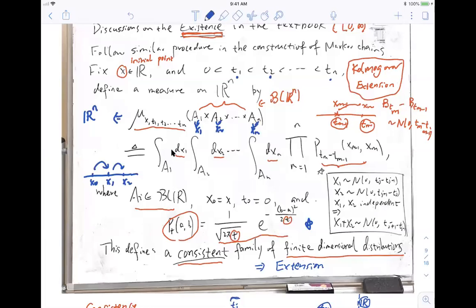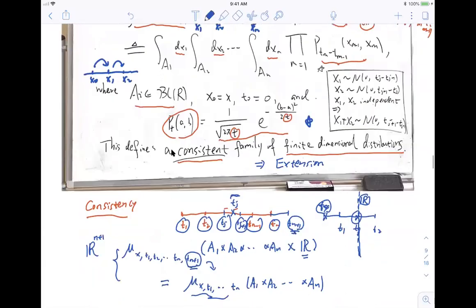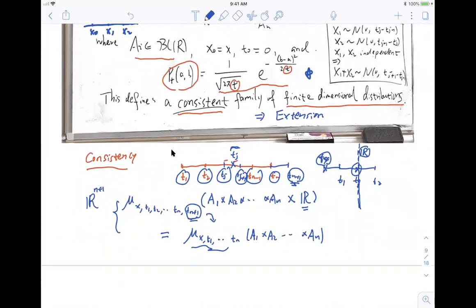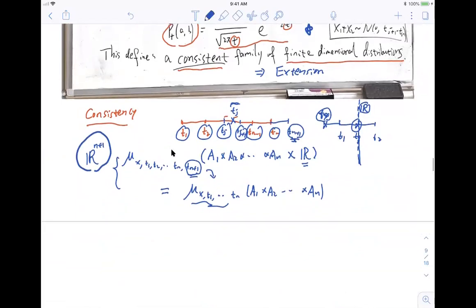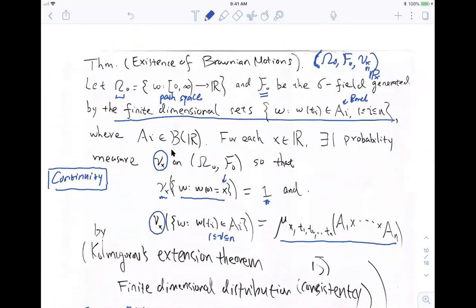Okay, so we can check that this family of finite dimensional distributions, mu n, is consistent. Consistent means that the measure we define on Rn is just the projection of the measure we define on Rn plus 1. So it's consistent. So once we have this, we can use the Kolmogorov extension theorem.